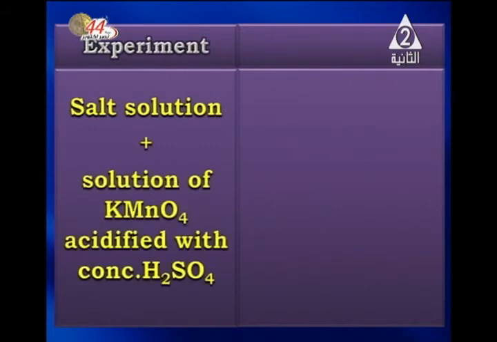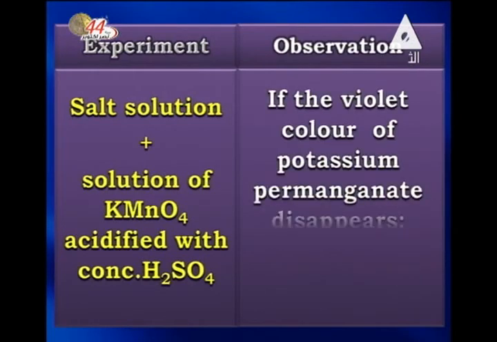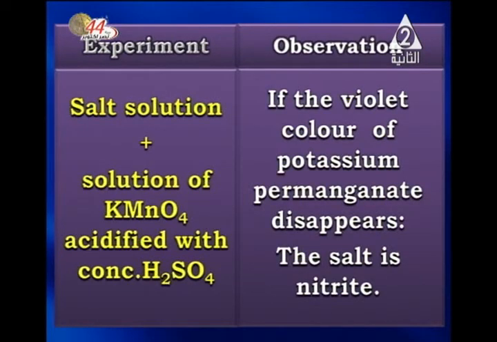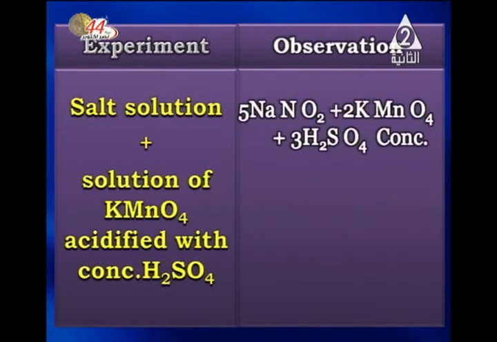Here, by adding the salt solution to a solution of potassium permanganate acidified with concentrated sulfuric acid, if the violet color of potassium permanganate disappears, the salt is nitrite. But when the violet color remains, it will be nitrate.